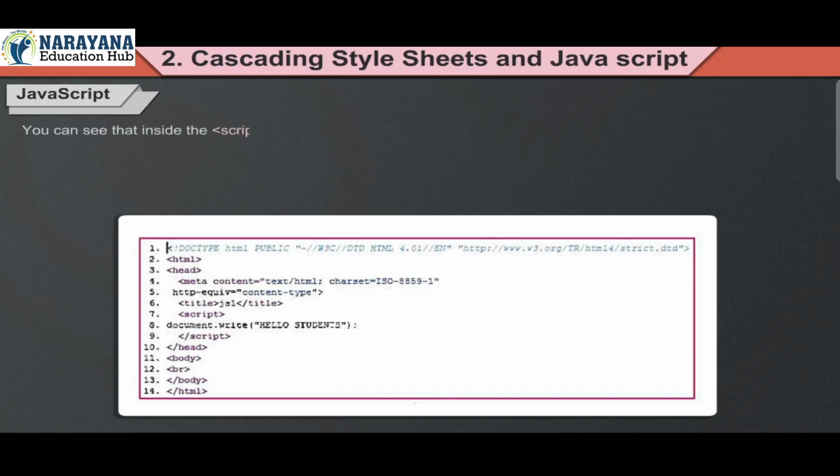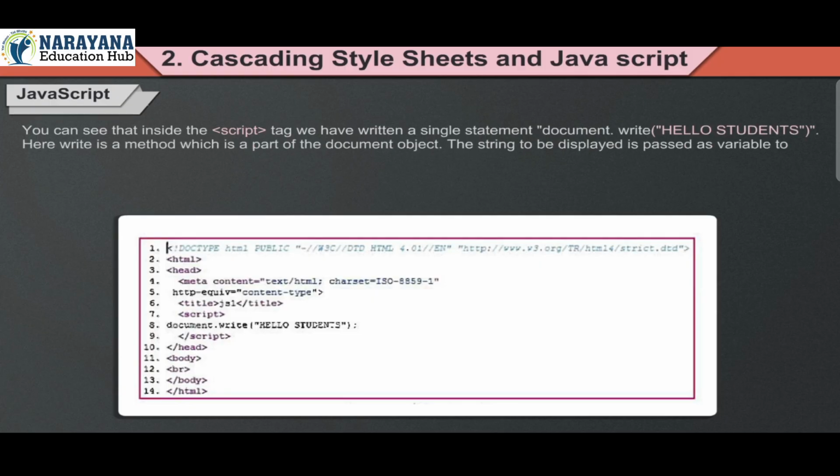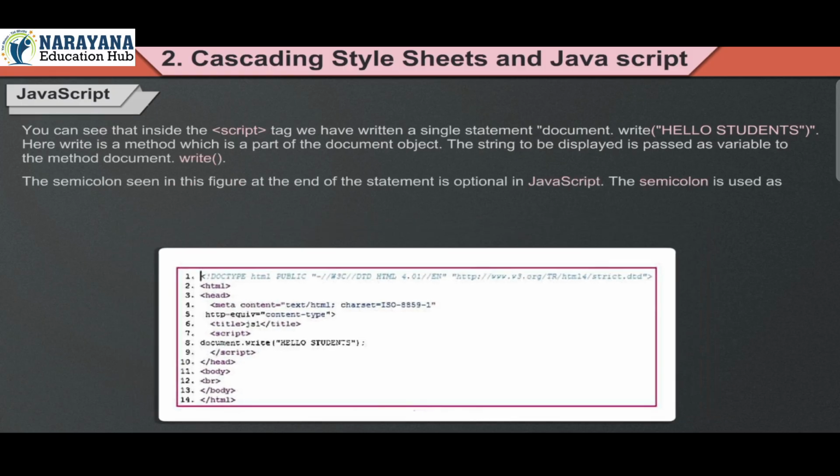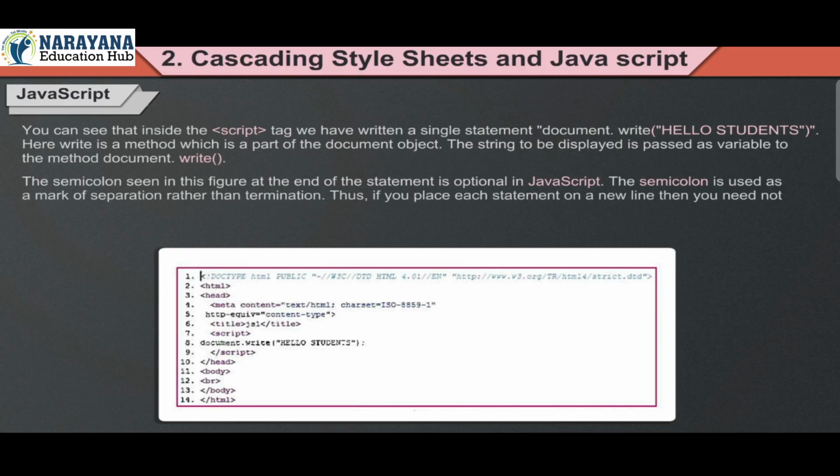You can see that inside the opening script tag, we have written a single statement, document.write hello students. Here, write is a method which is a part of the document object. The string to be displayed is passed as variable to the method document.write. The semicolon seen in this figure at the end of the statement is optional in JavaScript. The semicolon is used as a mark of separation rather than termination.